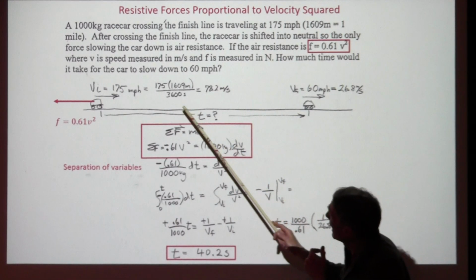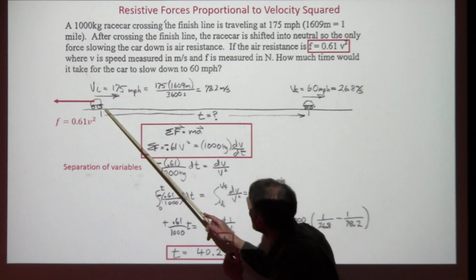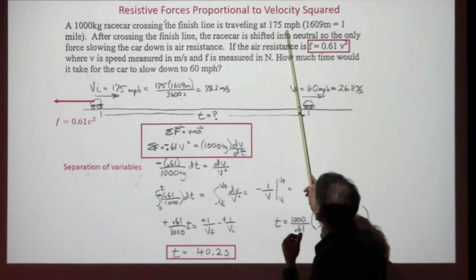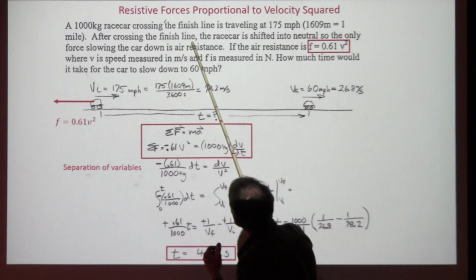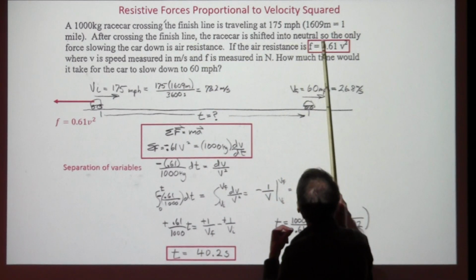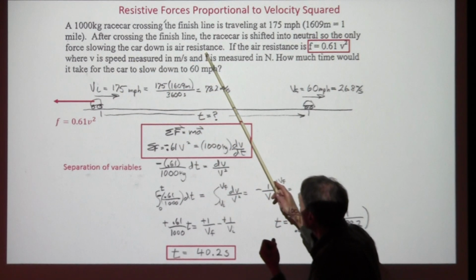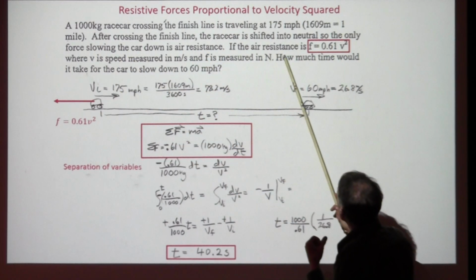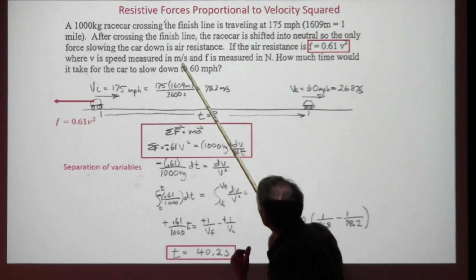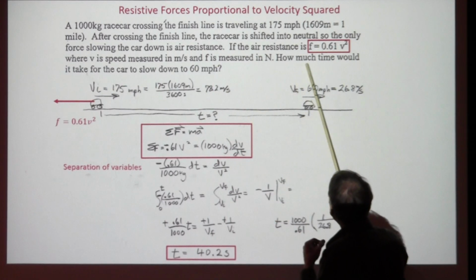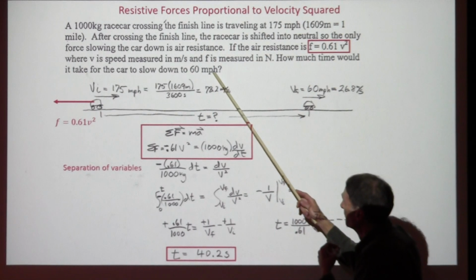Okay, so here he's got a 1,000-kilogram race car crossing the finish line. It hits the finish line, and it's traveling 175 miles per hour. After crossing the finish line, the race car is shifted into neutral, so the only force slowing the car down is the air resistance. If the air resistance is this, where v is the speed measured in meters per second and F measured in newtons, how much time would it take for the car to slow down to 60 miles per hour?